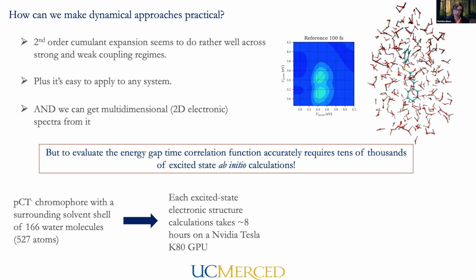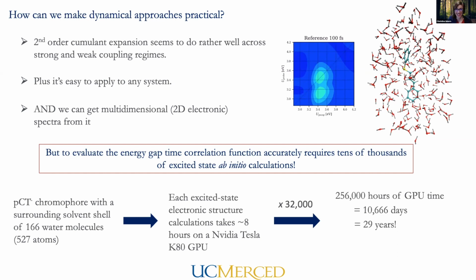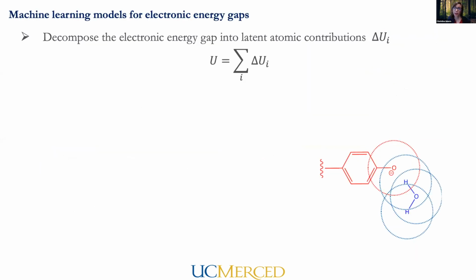Each of these excited state calculations might take 8 hours or so, depending on the GPU card you've got. We've got to do on the order of, let's say, 32,000 of these to get our correlation function. So this is a lot of GPU time. Nobody wants to wait around 29 years. Obviously, we can run many of these calculations in parallel, so we don't have to run them sequentially, but it's still a massively computationally heavy problem. Can machine learning help? The answer is clearly yes. I wouldn't be invited to give this talk otherwise.